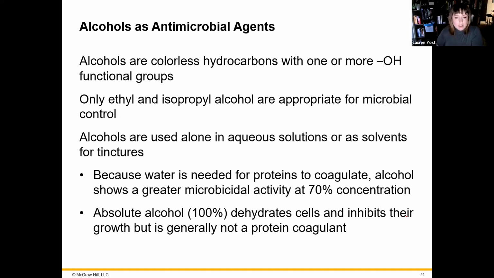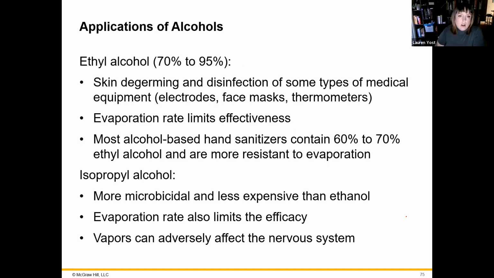So usually water is needed in order for proteins to coagulate. You have to have water present. So you can't have 100% alcohol. So what you want to have is about 70% alcohol so that there's enough water in there to allow for that protein coagulation and essentially denaturation of those proteins due to the presence of that alcohol. So 100% alcohol will dehydrate the cell and inhibit their growth, but not be a protein coagulant. So that's what you want to have closer to 70%.